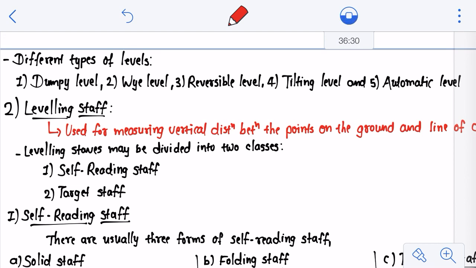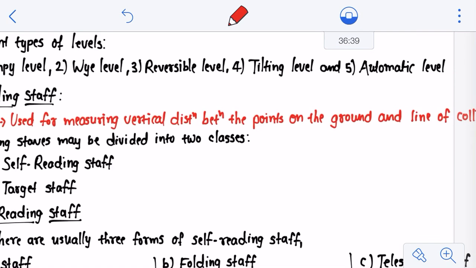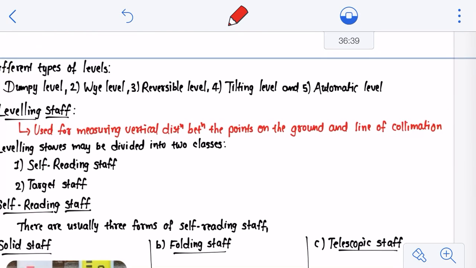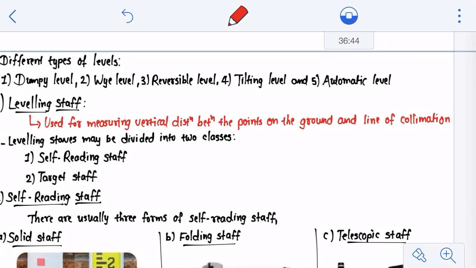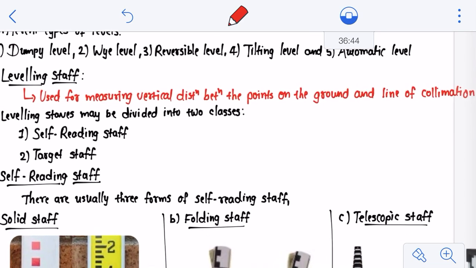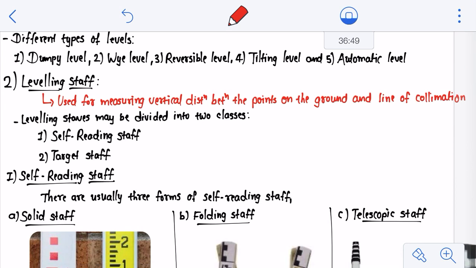So moving further, the second instrument which is used in leveling is termed a leveling staff. The leveling staff is used for measuring the vertical distance between the points on the ground and the line of collimation. That's how you will determine the elevation or the height of a point by using the leveling staff, right? The leveling staff is a straight rectangular rod having graduations on it, and the foot of this staff represents a 0 reading, and your reading will start increasing as you move from the bottom to the top.